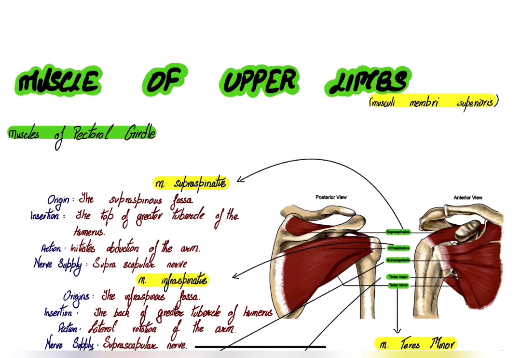of the upper limbs. So the very first topic that comes when we speak of this is the muscles of the pectoral girdle, and the muscles of the pectoral girdle start from the supraspinatus muscle.